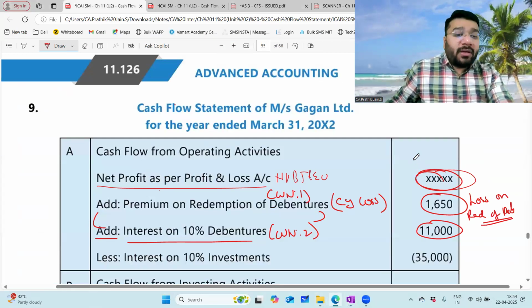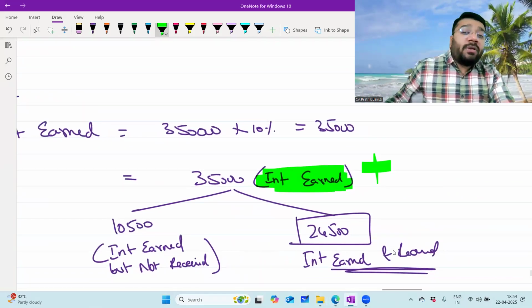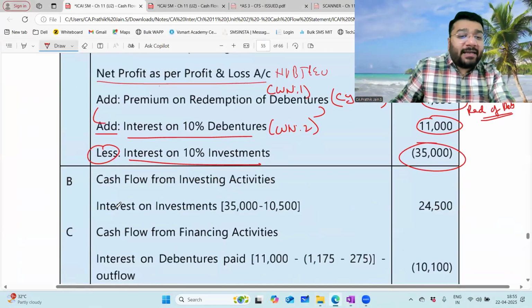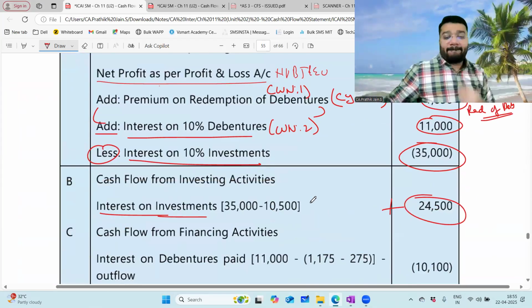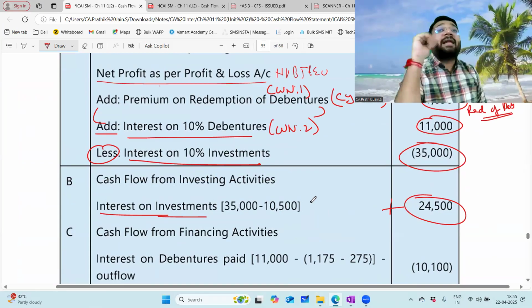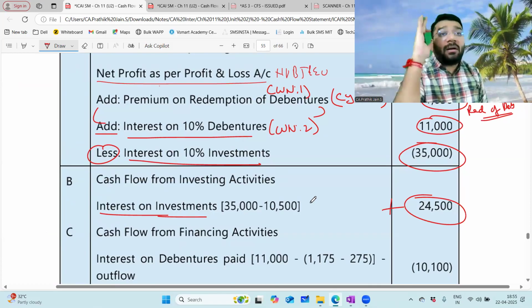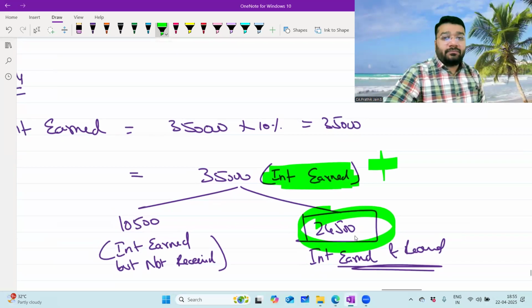We have to remove it. So less interest, how much? Full 35,000. In that, how much money is received? Only 24,500 is received. So this will be added back in your cash flow from investing activity. So interest on investment 24,500 will add back. We cannot do the entire cash flow statement because they have not given all the information. They have given only scattered information. So this is an extract, but not a complete cash flow statement.